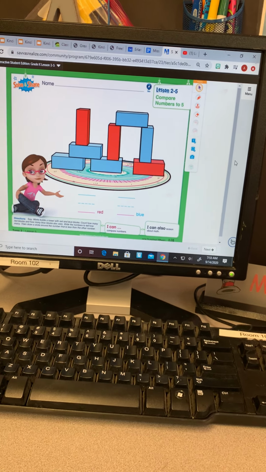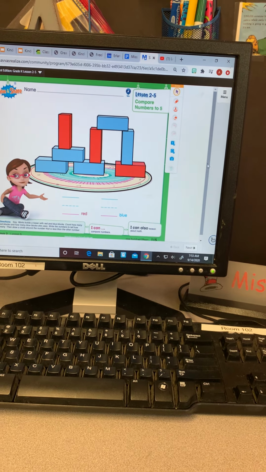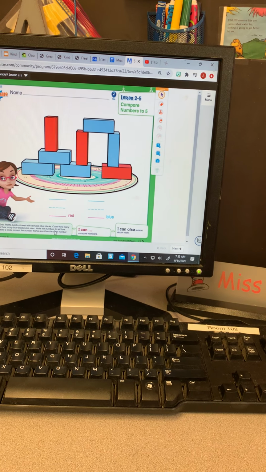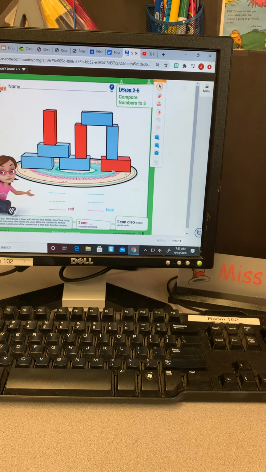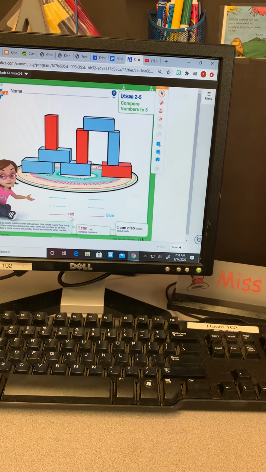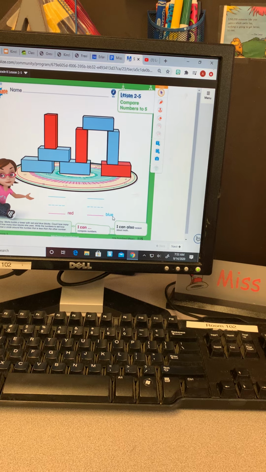In this video, we are going to learn how to compare numbers 0 through 5. So Marta has built a tower over here, and I see some red blocks and some blue blocks. I want to know how many red blocks I see and how many blue blocks I see.